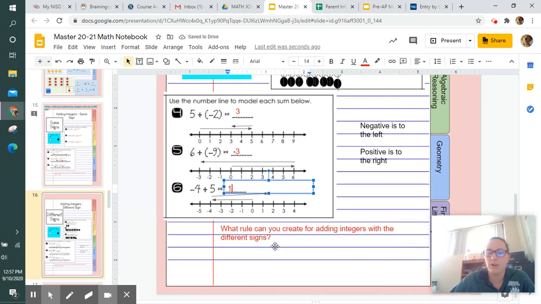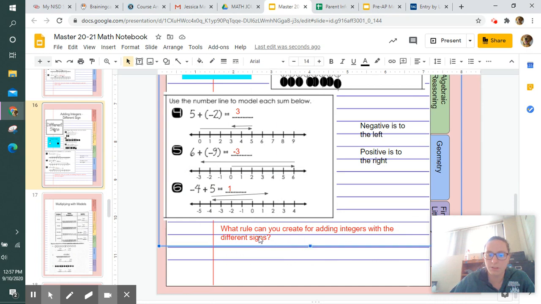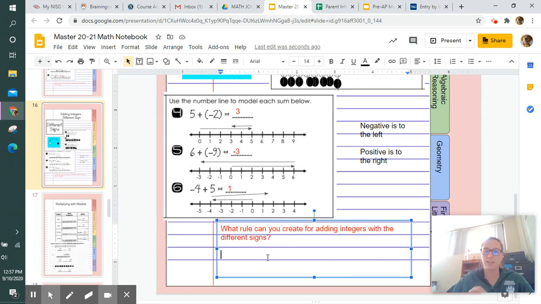Okay, so now we're going to try and create a rule for adding integers with different signs. So the rule we can say is: find the difference of the absolute value. The difference means you're kind of subtracting the absolute value of each of the numbers, and keep the sign of the number with the greater absolute value.